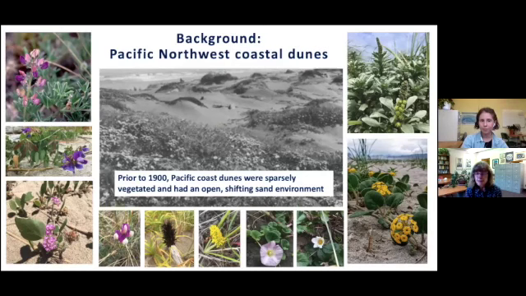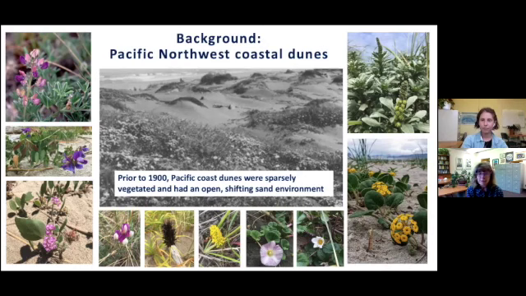And prior to 1900, Pacific coast dunes were very sparsely vegetated. They had a lot of native vegetation, and there was mostly an open, shifting sand environment with lots of really interesting native plant species as well as native animals. But that shifting sand environment created a lot of instability along the areas that people wanted to develop, especially across roads and towns and so forth.